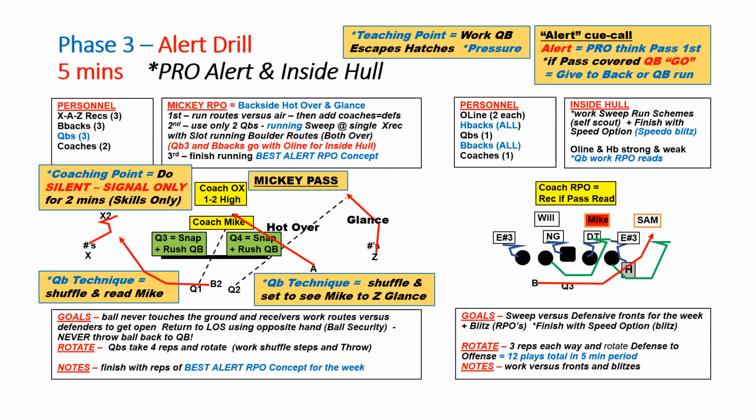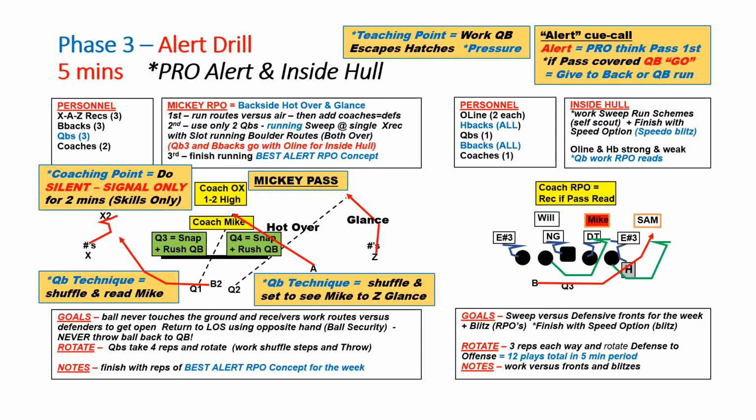Phase 3 here is an alert drill. Remember, if we want to turn our RPOs into a PRO, meaning think pass first, run second, we simply give the alert signal to the quarterback, and now we're just reversing our thinking. So here we are running stretch left with an RPO, and we turn it into an alert. So we're thinking pass first, quarterback 1, still going to have the mesh with the back, and the coach now is that Mike Reed will give him the cue.